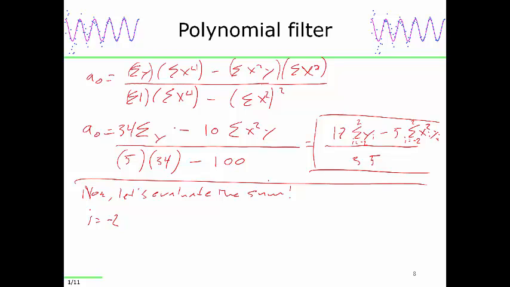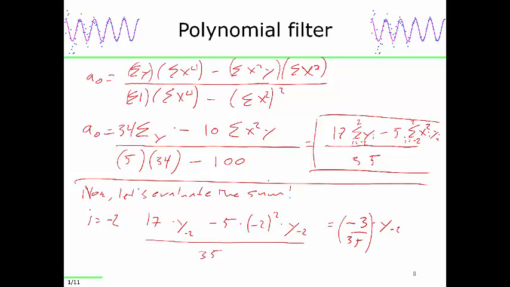What happens when i equals negative 2? Well, then I'm going to have 17 times y of negative 2, minus 5 times negative 2 squared times y of negative 2, over 35. This is one of the five terms in the summation. I can simplify this a bit. 5 times negative 2 squared is 20, because it's 5 times 4. So 17 minus 20 is, carry the 1, negative 3.